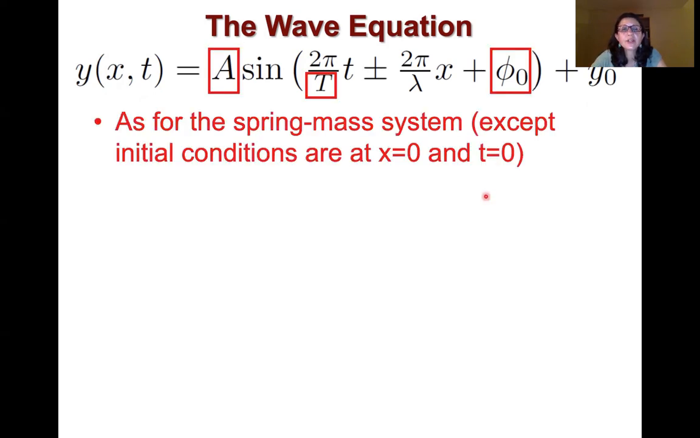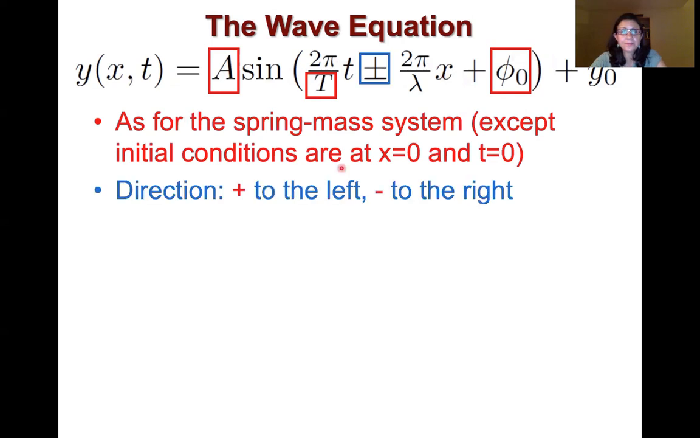Like with just focusing on one oscillator, we still have parameters like amplitude, period, and the phase constant, except now the initial conditions are not only at time equals 0, but also at our origin, x equals 0, whatever we define our origin to be. So when t is 0 and x is 0, the phase constant describes our initial displacement.